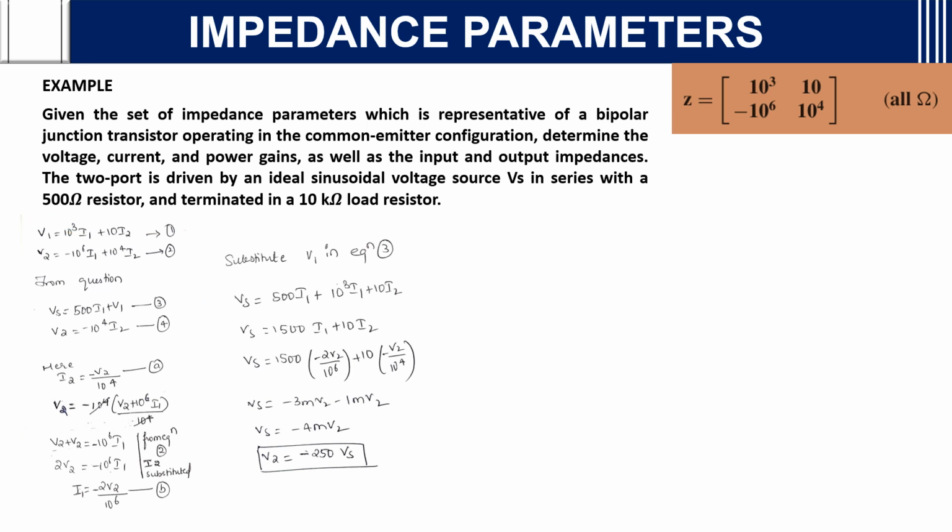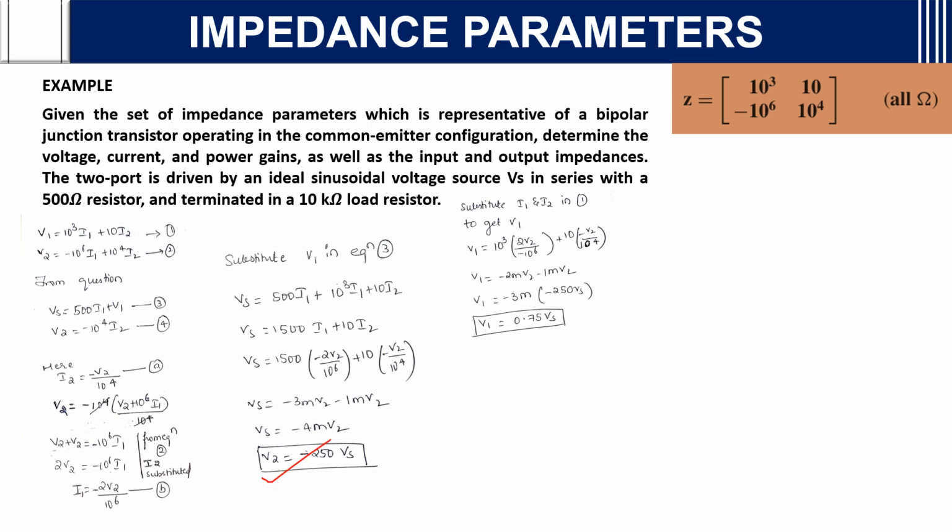Vs is equals to 500 I1 plus V1, and V1 is 10 power 3 I1 plus 10 I2. So Vs is equals to 1500 I1 plus 10 I2. As you got already I1 value, that is minus 2V2 by 10 power 6, and I2 value also you know, that is minus V2 by 10 power 4. If you substitute them, you will get V2 as minus 250 Vs. Okay. Then substitute I1 and I2 in equation 1 to get V1.